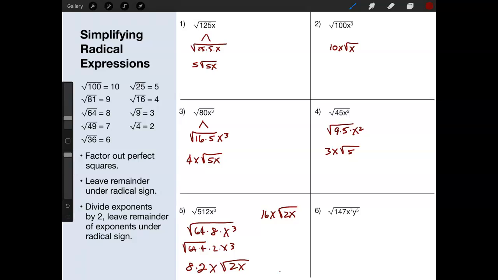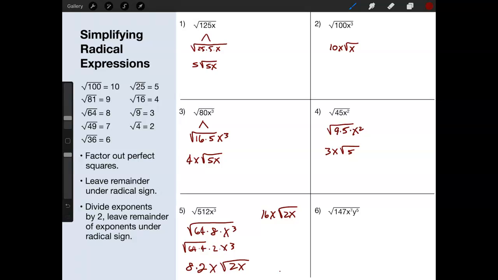See what I did is I factored out 512. I found that there were 2 perfect squares, 64 and 4. The square root of 64 is 8. The square root of 4 is 2. We multiply those 2 together. 8 times 2 is 16. We have x cubed. We divide by 2. We get 1x comes out, and 1x remains.